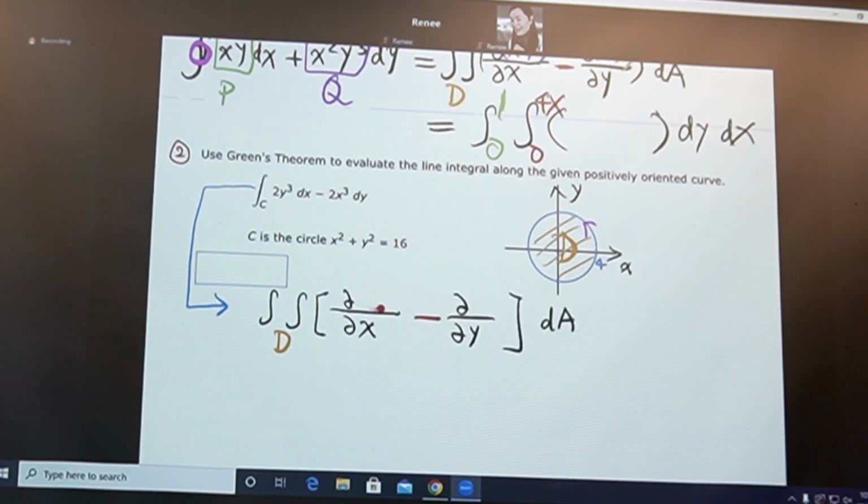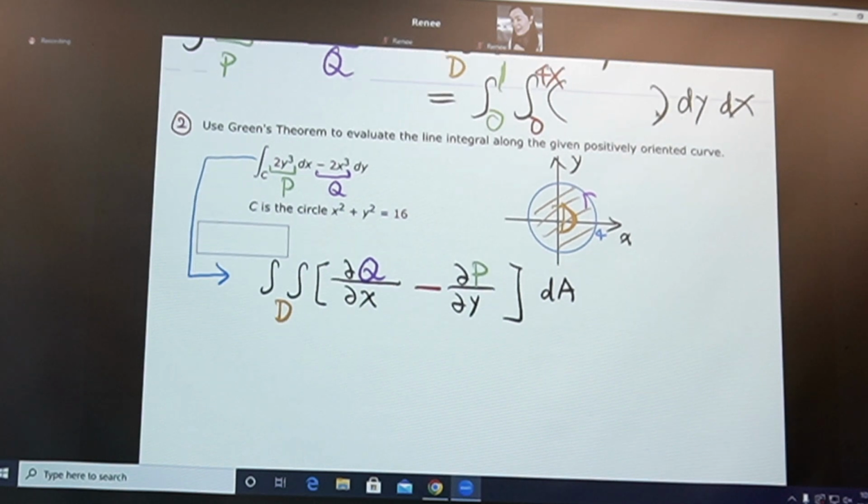This is supposed to be Q, right? What is Q? Negative 2. This is Q, right? Okay, and P is this one. This is a P, right? Okay. And then you just continue.